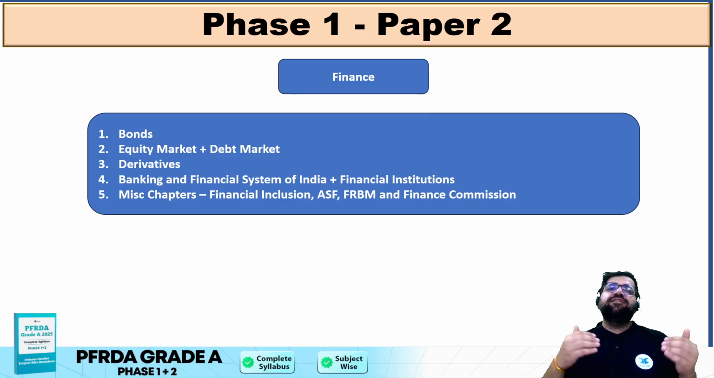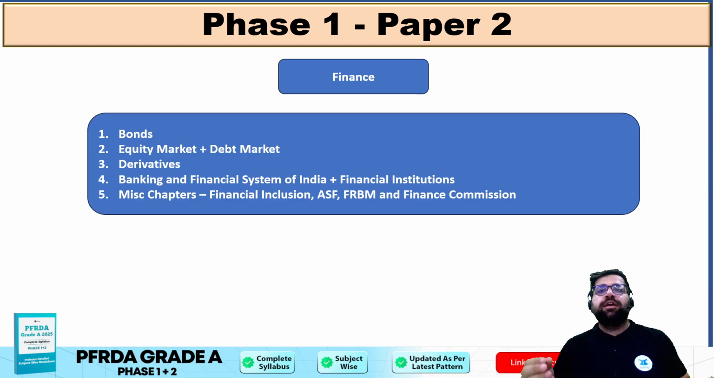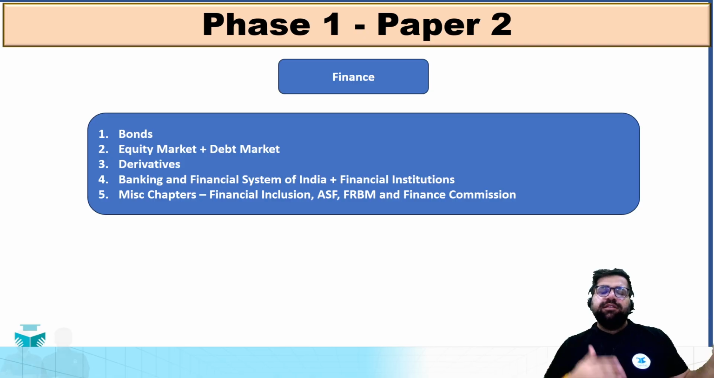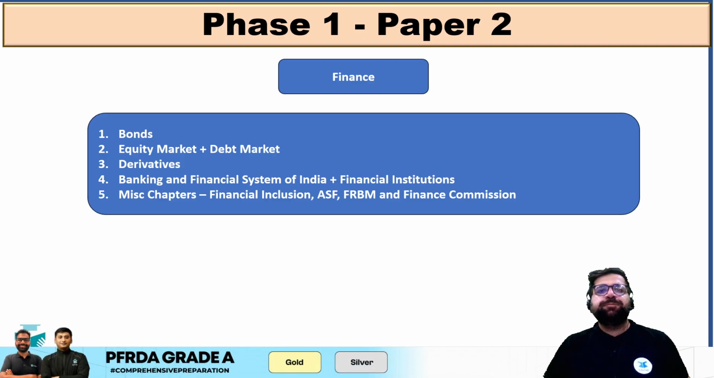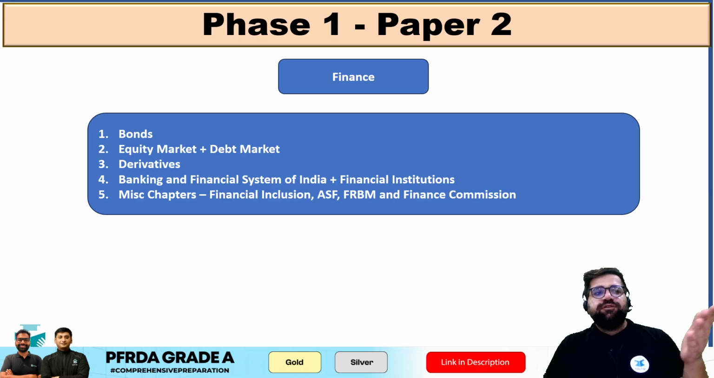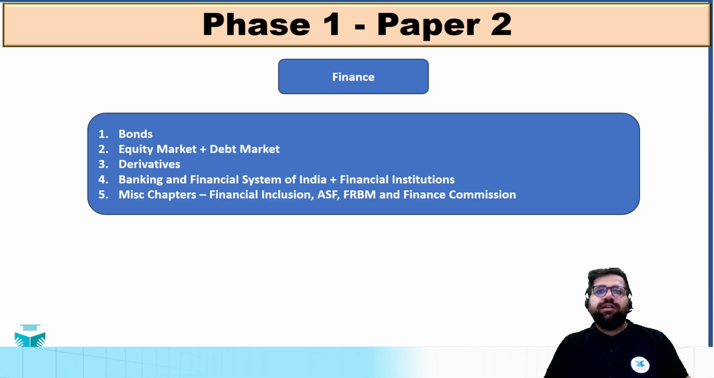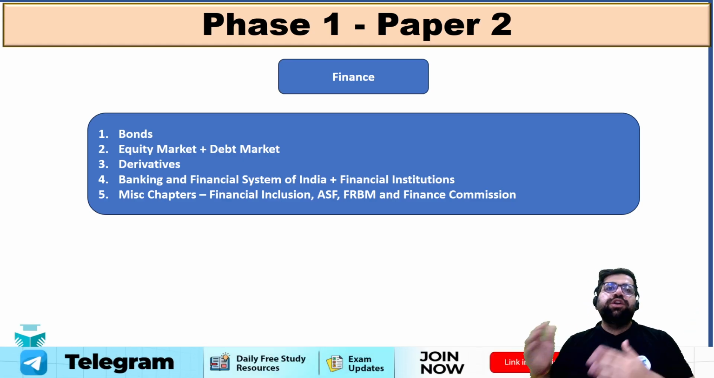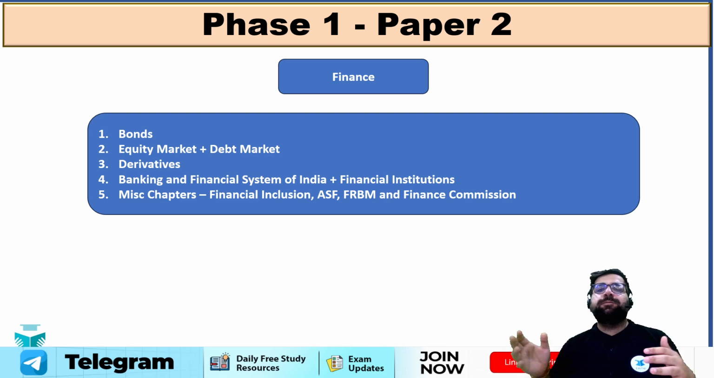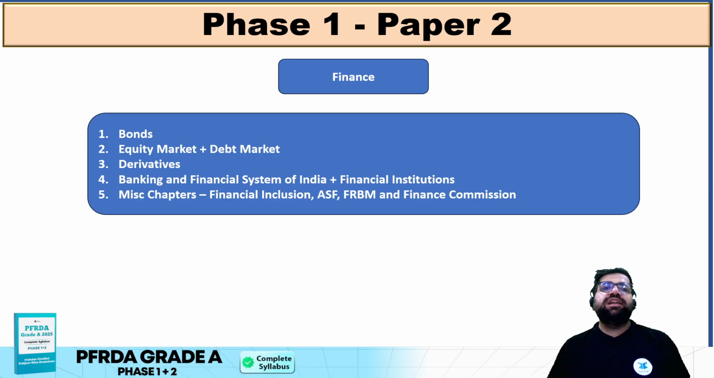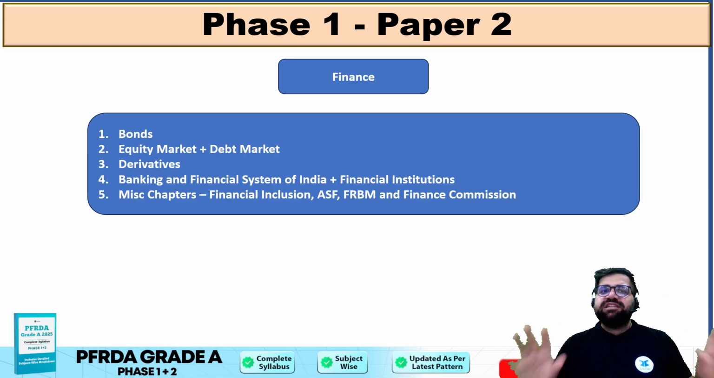We all know that in Phase 1 Paper 2 we just have to get a good number of marks, because if you see in PFRDA, the last year cutoff was only 16 in Phase 1 Paper 2. So if the cutoff is just 16 out of 100, right, you just need to score good enough marks, and I think in Phase 1 Paper 2 you need to increase your score up to at least 50. So if you revise these different topics in finance, you are all good to go.